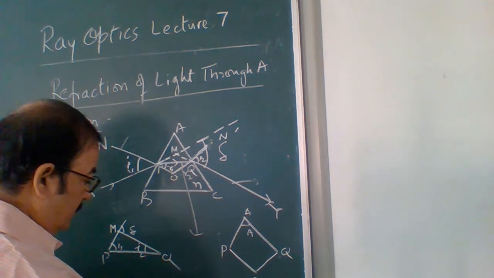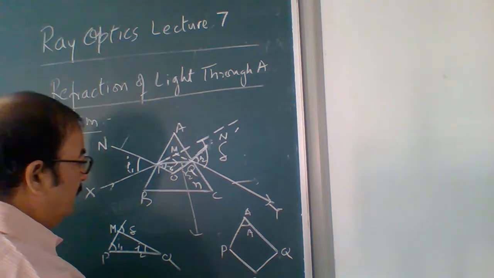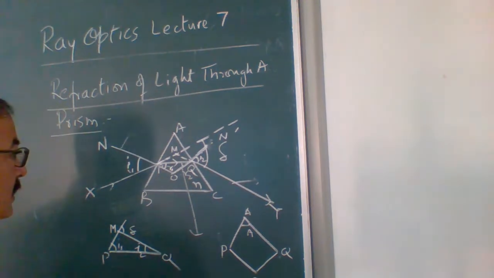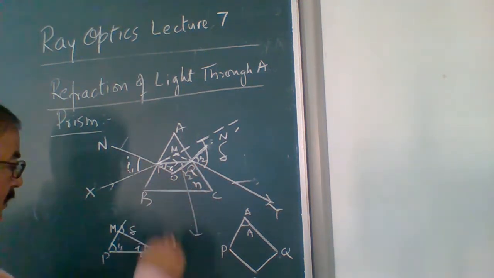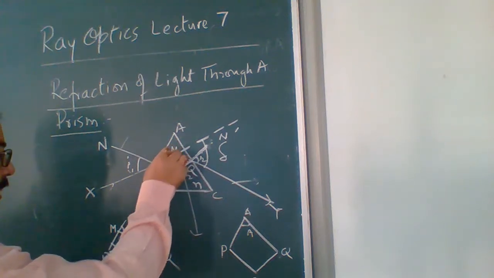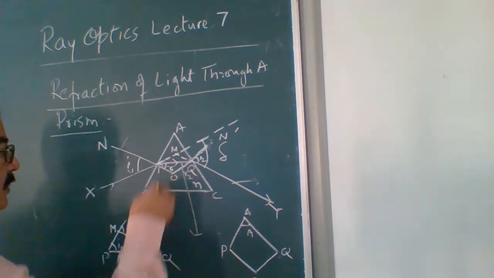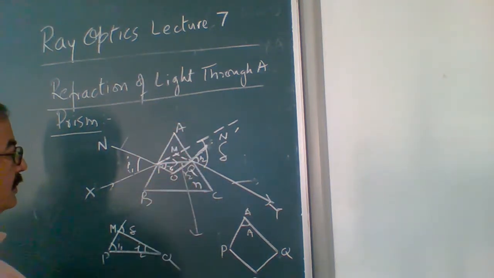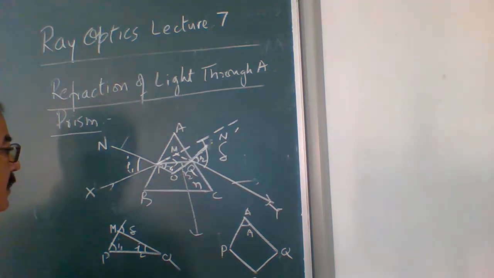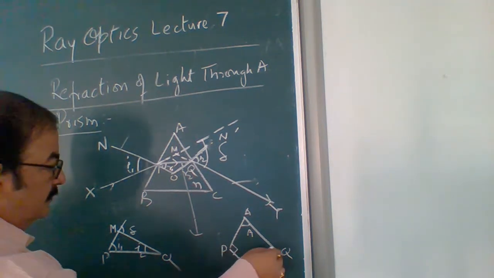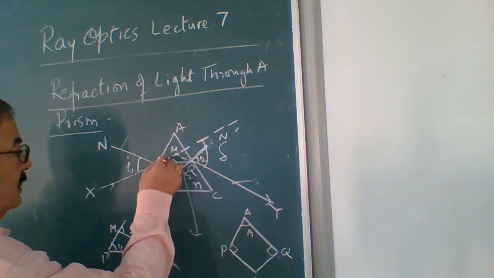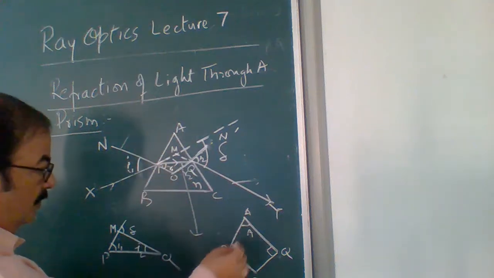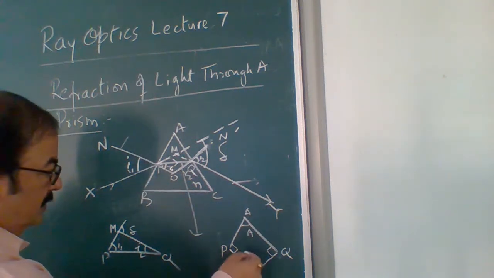Sorry, PQ, and this is your O. Okay, we are taking this smaller triangle, this triangle MPQ, and also we have taken APOQ. Now you can see both are 90 degrees. Why? Because this is normal, this is also normal. Angle APO is 90 and AQ is also 90 degrees.